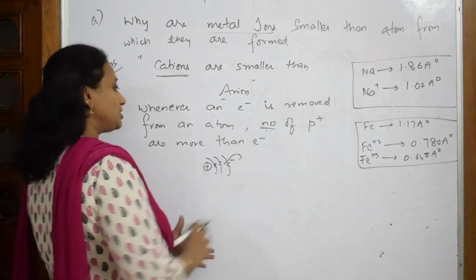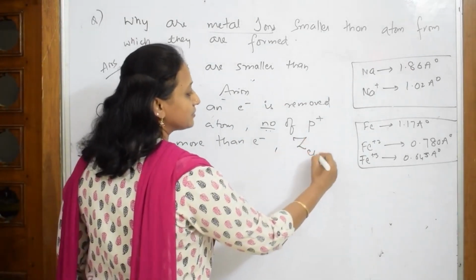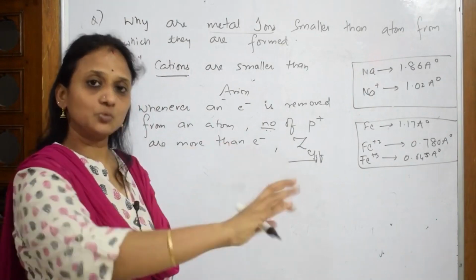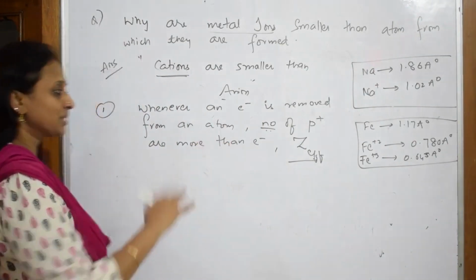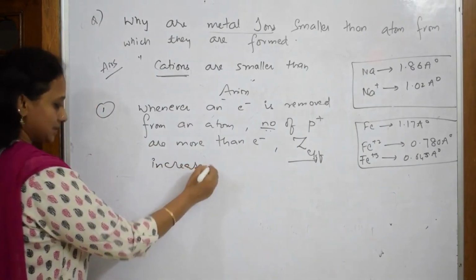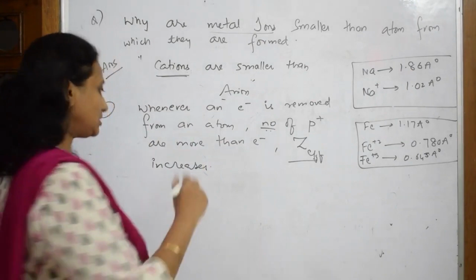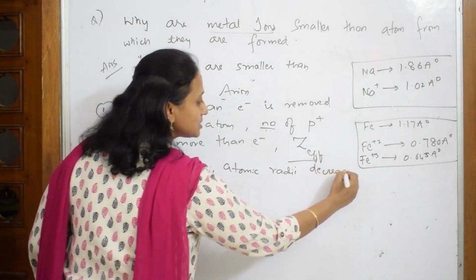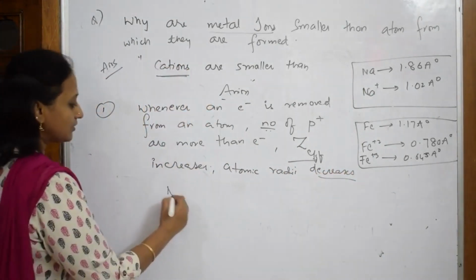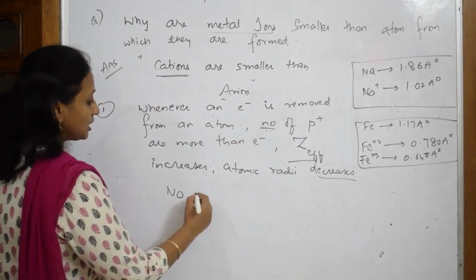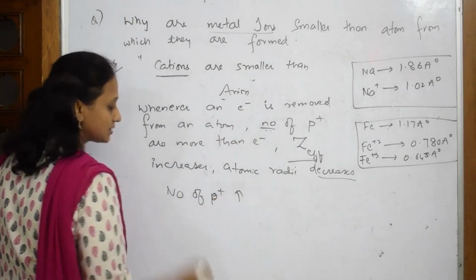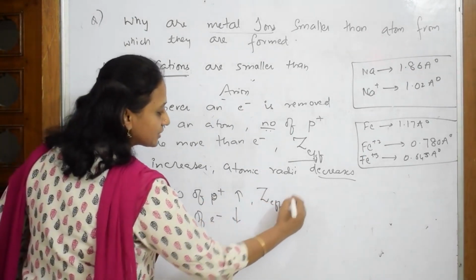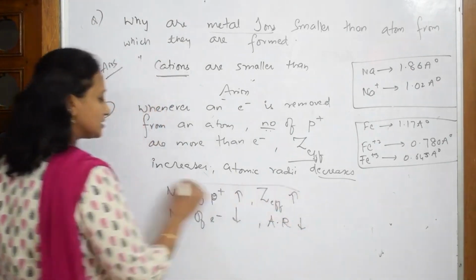This electron is removed, but protons are more than this. So now your concept is, if you write your answer, Z effective is the keyword. Z effective starts increasing. What is Z effective? The effect or the nuclear pull of the protons towards the electrons which are there in the outermost orbit or the outer shells. So Z effective increases, isn't it? When Z effective increases, what will happen to the atomic radii? Atomic radii decreases, isn't it? Because there is effective pull. That means the other way around, I can write, if you don't have time to write the complete answer, number of protons increases, number of electrons decreases. So Z effective increases, atomic radius decreases. This is how you have to write.